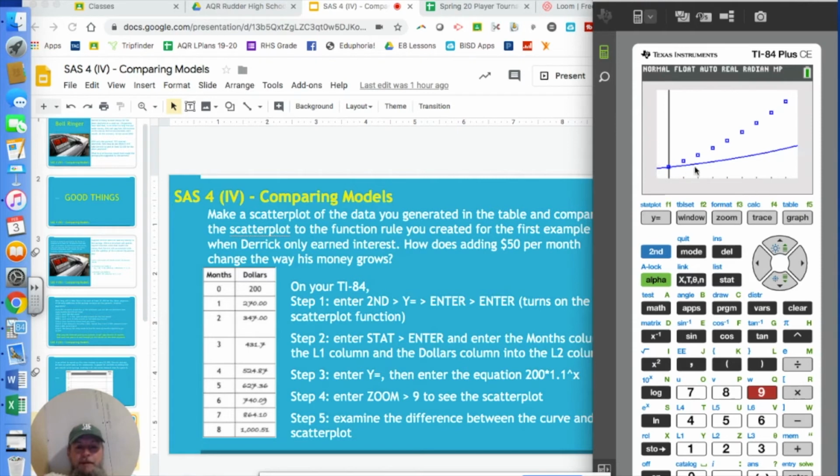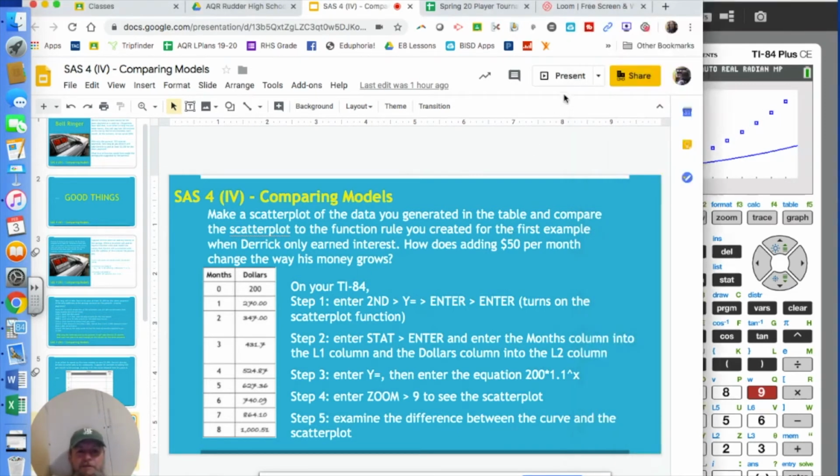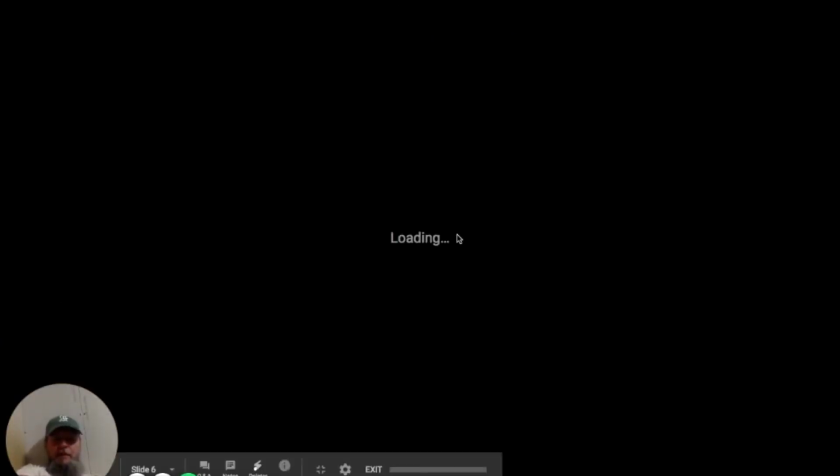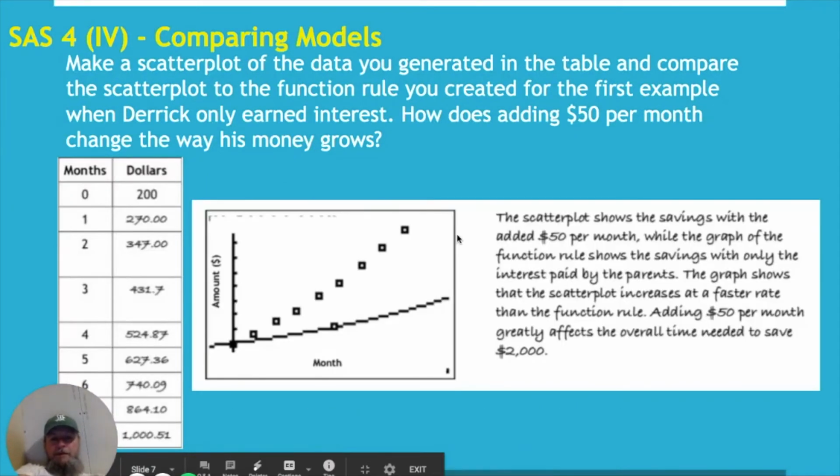times 1.1 to the x, it grows rather slowly when you compare it to when Derek puts the extra $50 every month. That extra $50 seems to help a lot. Still grows in an exponential fashion, but it's a little different from exponential. So let's continue on. Obviously, you just saw the picture on my TI-84 calculator. There it is again. Adding $50 per month greatly affects the overall time needed to save $2,000.